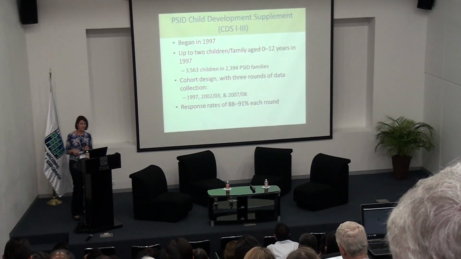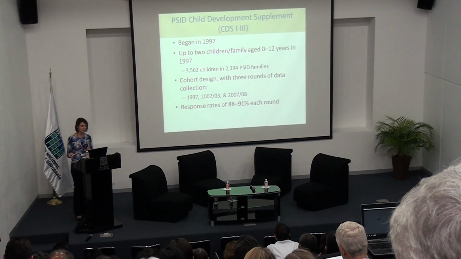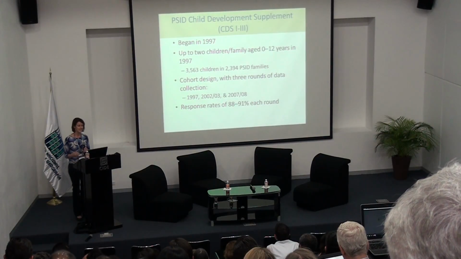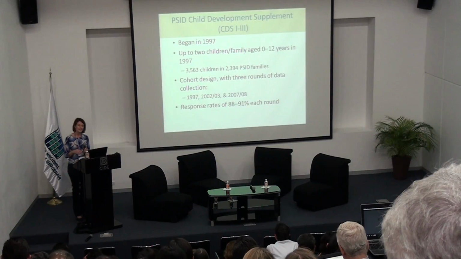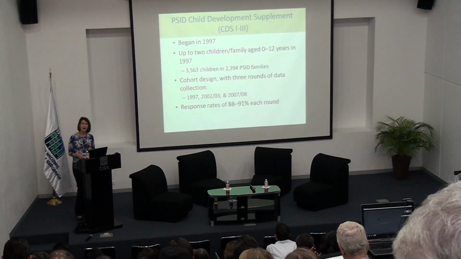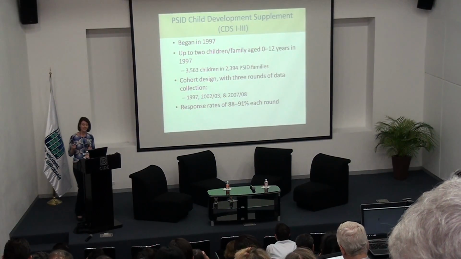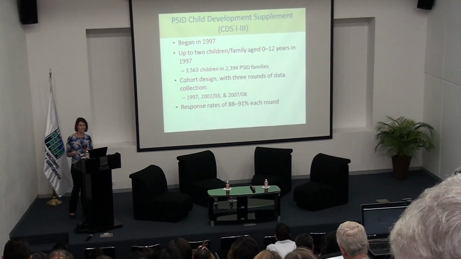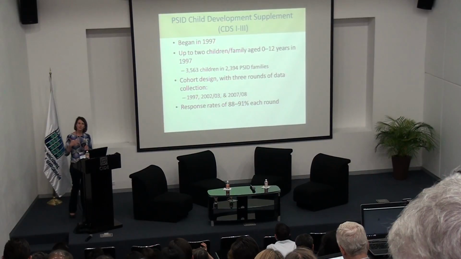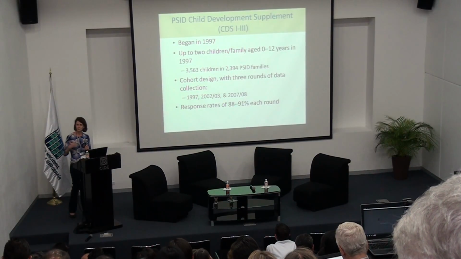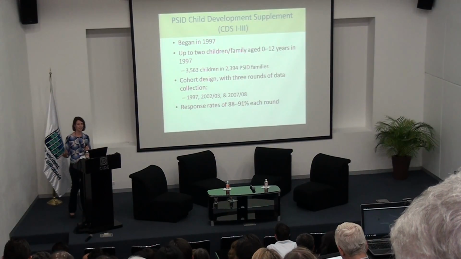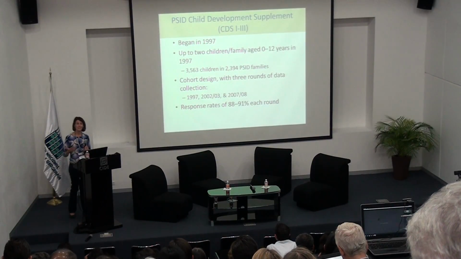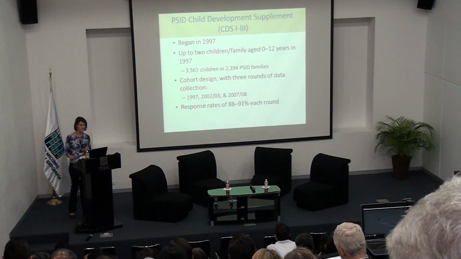So in response to all of these reasons to think about developing a child study, the first PSID child development supplement began in 1997. And the design was to include up to 2 children living in a PSID family unit who were between 0 and 12 years of age in that year. And so this is one of the interesting kinds of constraints. We just have the sample that we have. This is who's living in families at the time. We couldn't make this sample any bigger without bringing in other families to the study.